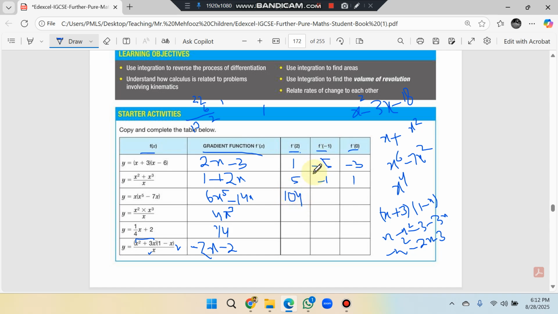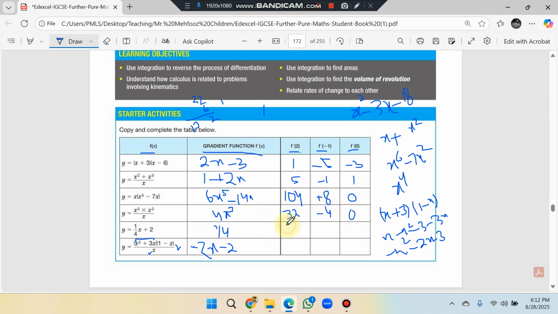So if we put minus 1, it becomes minus 6 and plus 14. Your answer will be plus 8. Okay, again you put 0, your answer will be 0. When you put x equals 2 into this equation, it becomes 32. When we put minus 1, it becomes minus 4. When we put 0, your answer will be 0.